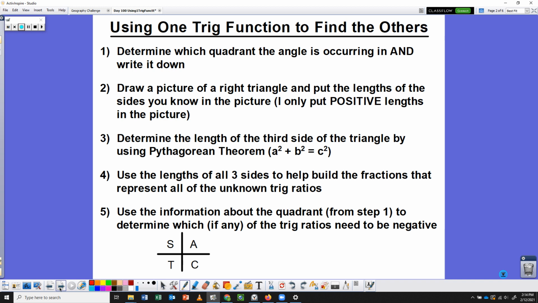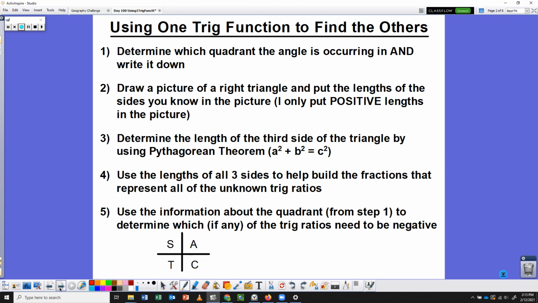Second step is to draw a picture of a right triangle and put the lengths of the sides that you know into the picture. Now, here's where I might do something a little different than the teachers that you had last year. I only put positive lengths into my picture because technically negative lengths don't really make any sense. So what I do is I wait until the end of the problem if there are going to be negative trig ratios, and I'll put the negatives on only at the end.